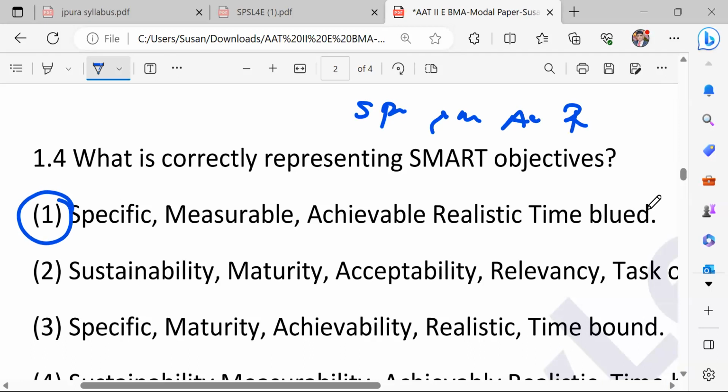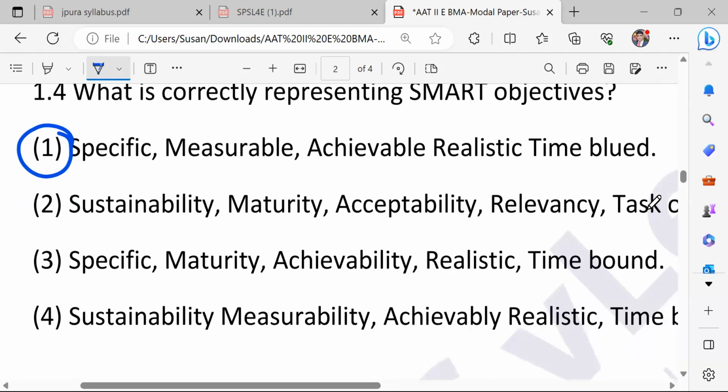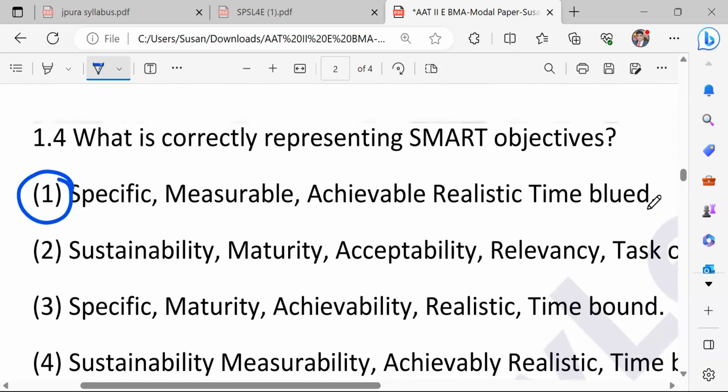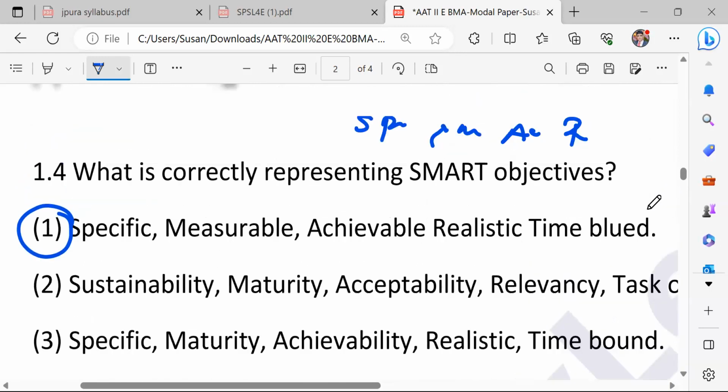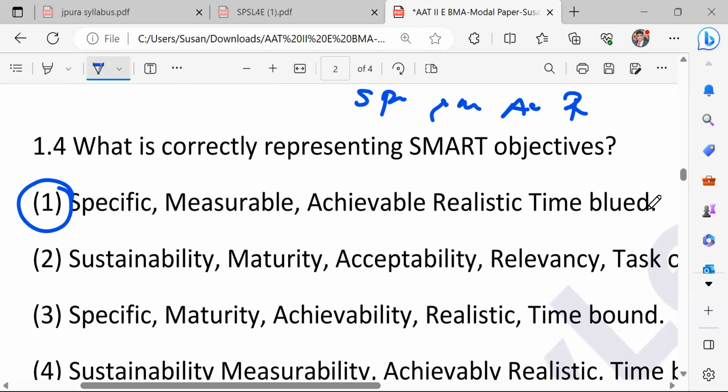The second one, sustainability, is not that. M is not maturity, that is measurable. Sustainable, measurability, achievability, realistic, time bound. The correct identification is answer number 1: specific, measurable, achievable, realistic, and time bound.